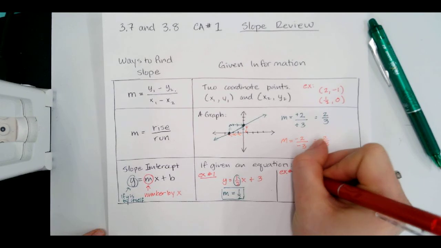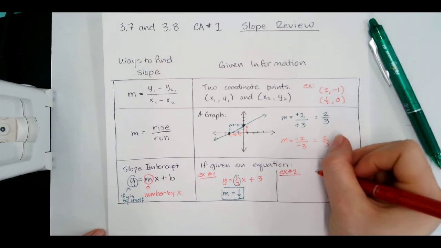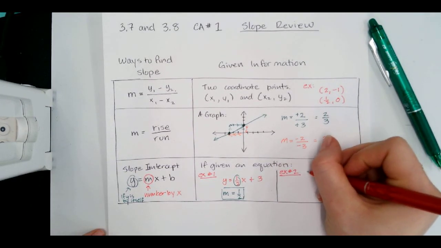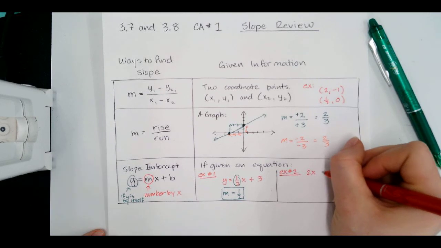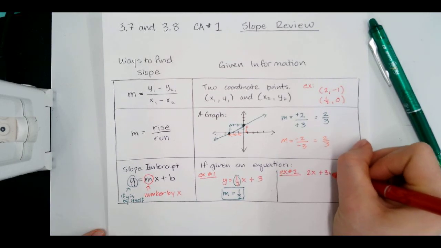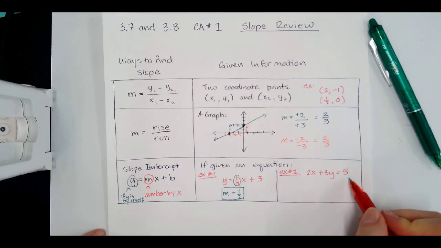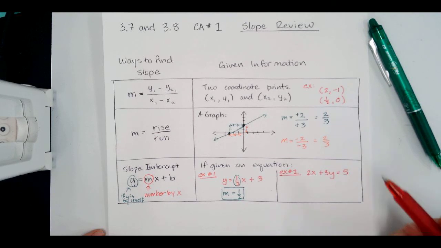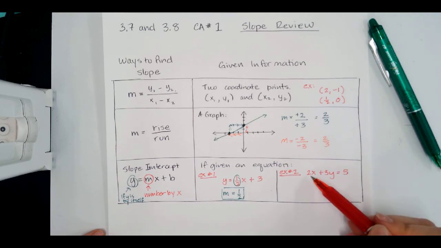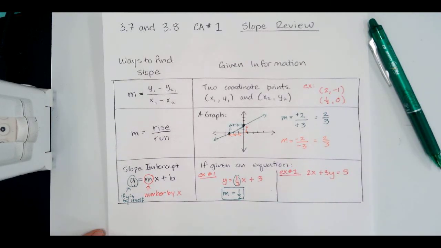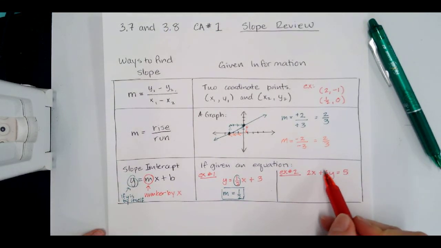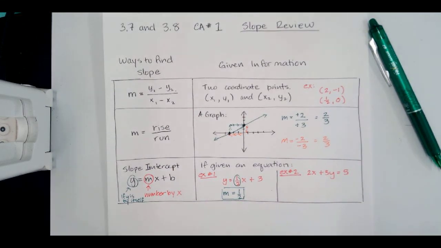Example number 2. Okay, so we're given this equation. 2x plus 3y equals 5. Okay, so it's an equation, and we're asked to find slope. You might be tempted to say, oh, slope is 2, because it's a number by x. But remember, we can't do that because we need to have y by itself. And notice y is not by itself. Okay, so our goal is to isolate y.